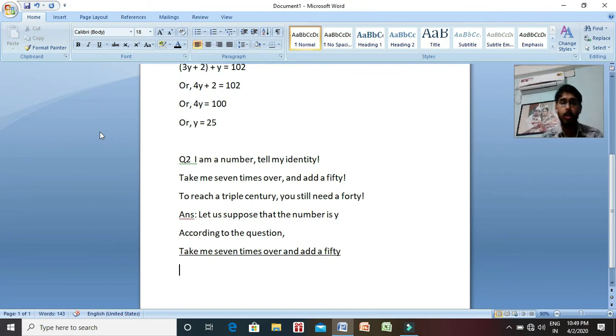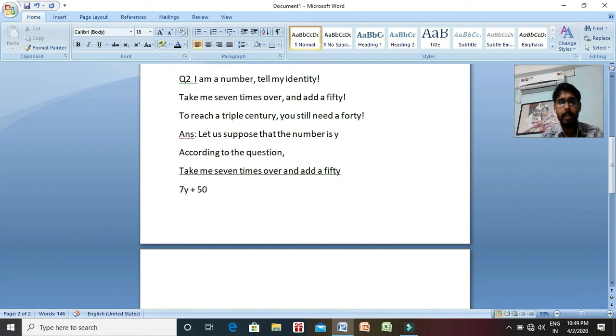So 7 times over, that means the number which we have considered, we have to multiply it by 7, and add a 50. It's very simple, we have to add 50 to it. So if we multiply y with 7, it becomes 7y, and then we add 50 to that. So 7y plus 50, that is the first one. Now let us go to the next statement.